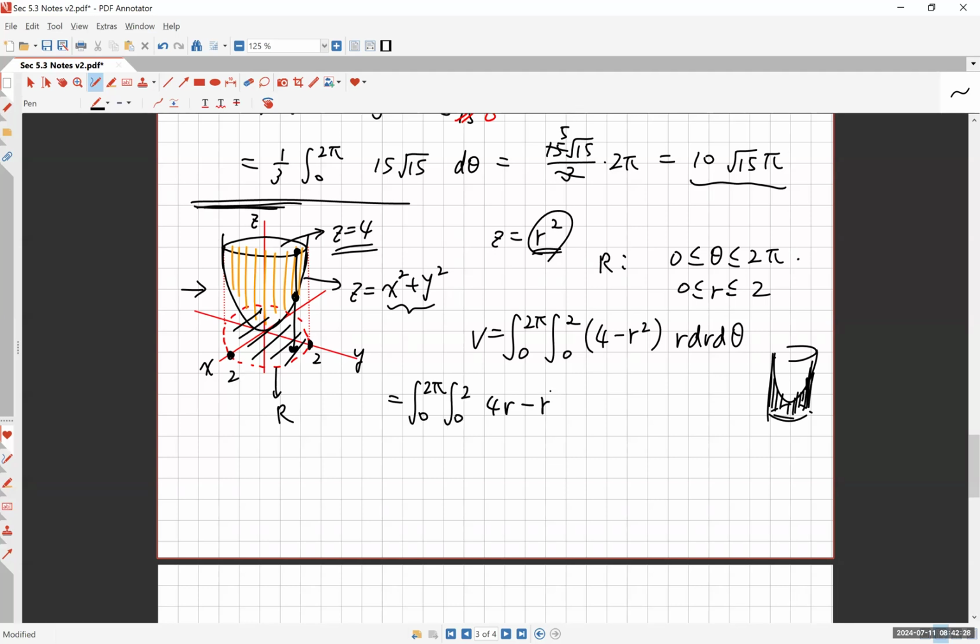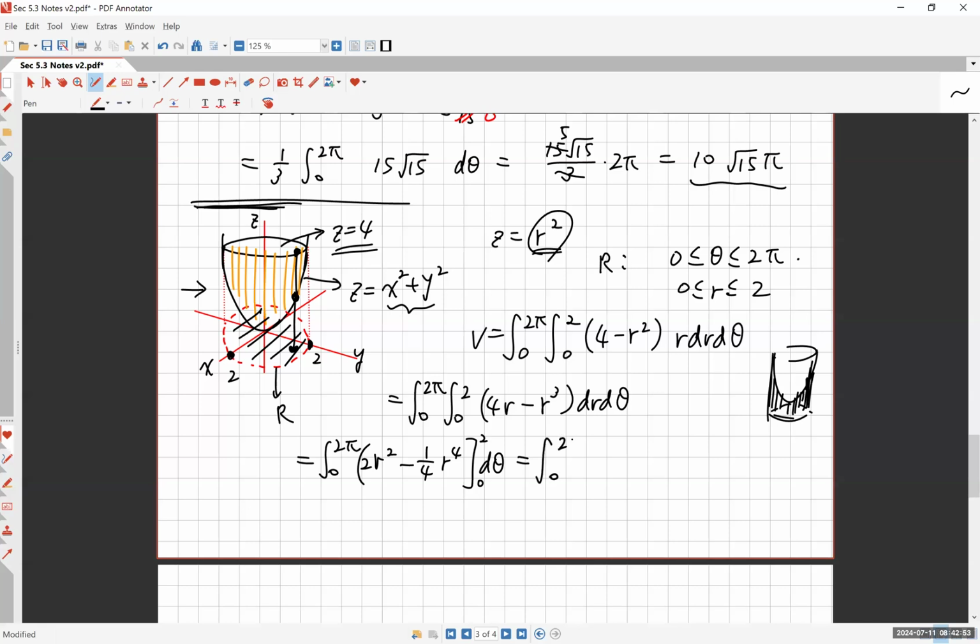4r minus r cubed, that's what you will be integrating in the end. So that would be 2r squared minus 1/4 r to the 4th. And then you evaluate this from 0 to 2. Okay, let's go ahead and do this.